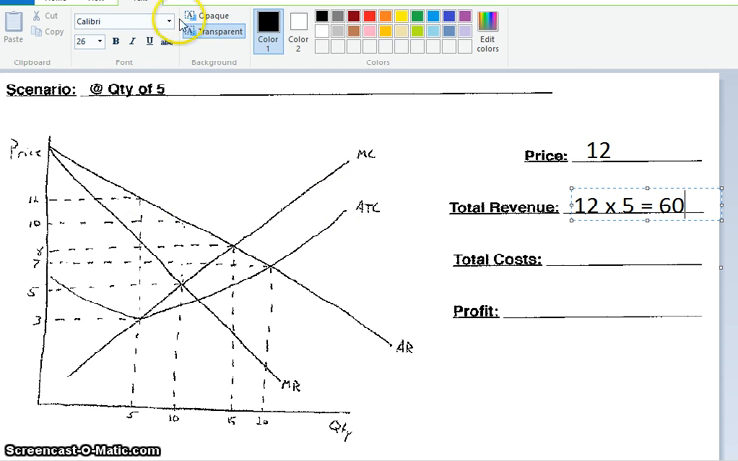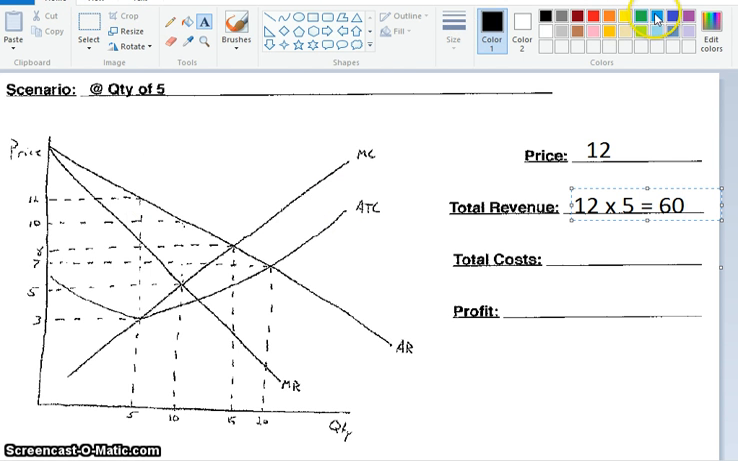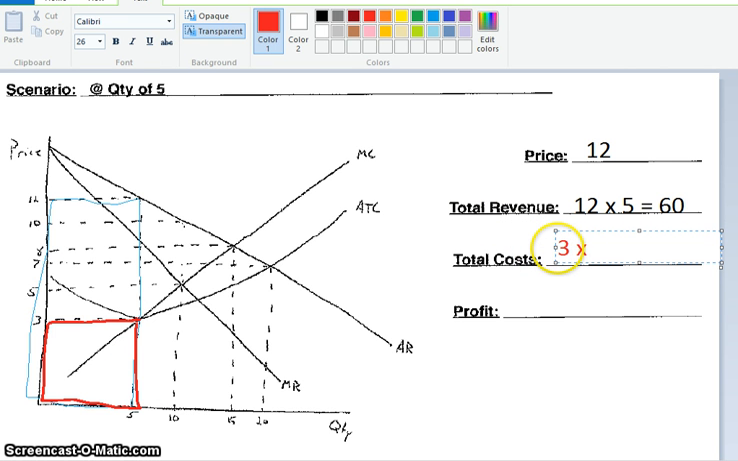And so again, I'll draw this for those of you sitting at home. So 12 times 5 here, this is my total revenue. Times 5, we got 60. Now my total cost. What's my total cost here? Well, at 5, if I go up, there's my ATC curve. Let me get my red pen. Looks like that's 3 if I go over here. So 3 times 5 gives me 15.